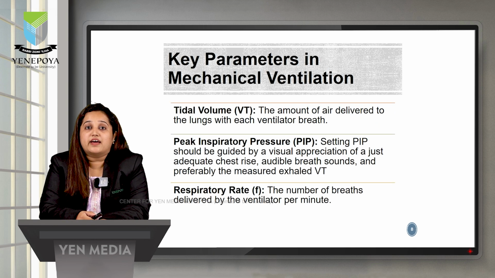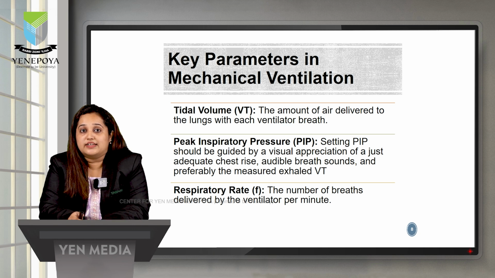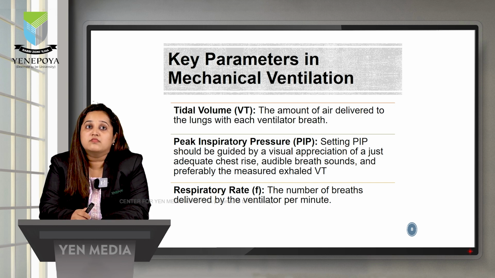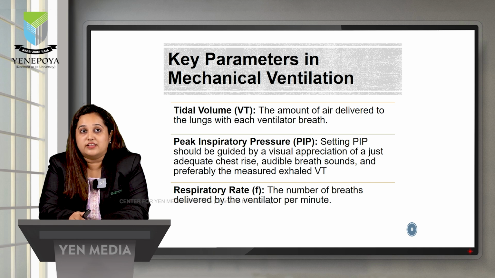Talking about the key parameters in mechanical ventilation, whenever we talk about the ventilator, there are certain terminologies that you should be familiar with, and those are as follows. First is the tidal volume. Tidal volume is the amount of air delivered to the lungs with each ventilator breath. Now for babies, what we target is somewhere between 4 to 6 ml per kg of tidal volume.